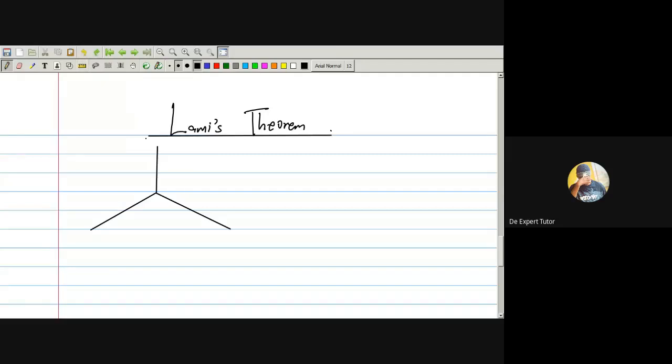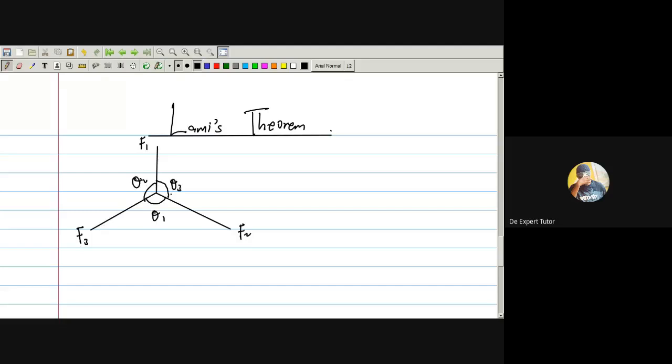So let me say this part is force F1, and this part is force F2, and this is force F3. So let me say the angle facing force F1 is the angle here, and that's theta 1. The angle facing force F2 is theta 2, and the angle facing force F3 is theta 3.